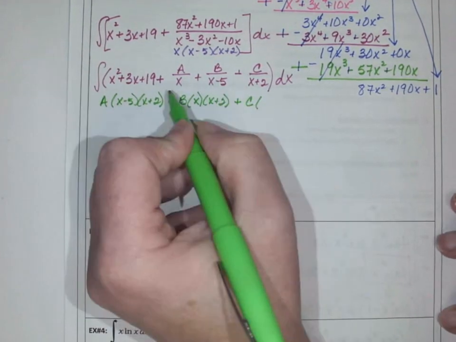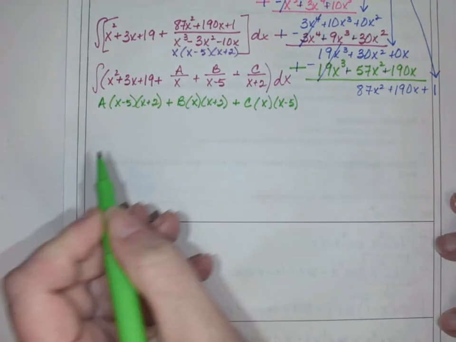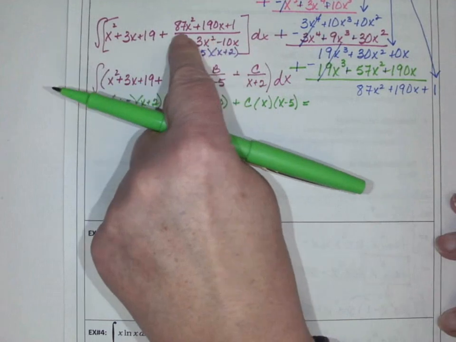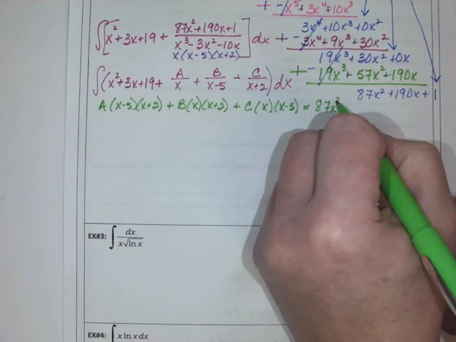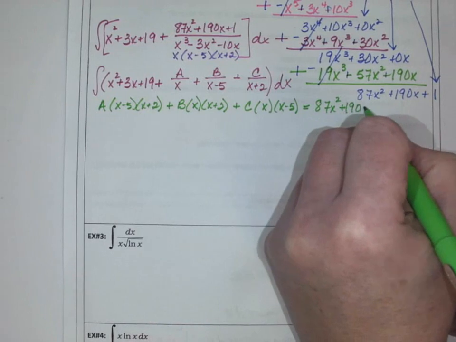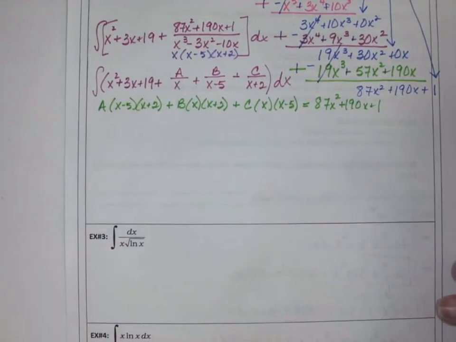And c will be multiplied by x, and then x minus 5. And then my numerator of my fraction was 87x squared plus 190x plus 1. So that's the equation that I'm going to solve. Now I am going to do the math for you because it is pretty bad.